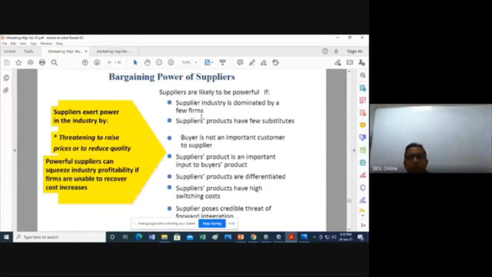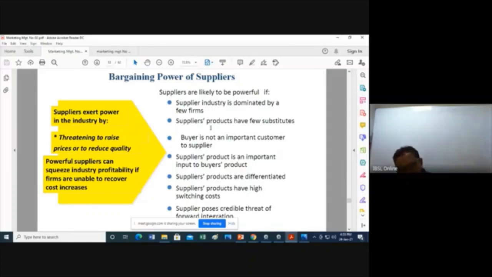The supplier are likely to be powerful if supplier industry is dominated by a few firms. Now these points are valid more for other industries. This may not be applicable for banks that much, because mostly our suppliers are individuals, and there are some corporates also, but mostly our banks are funded by individual or retail base of deposits.